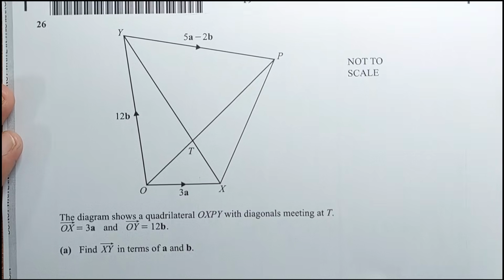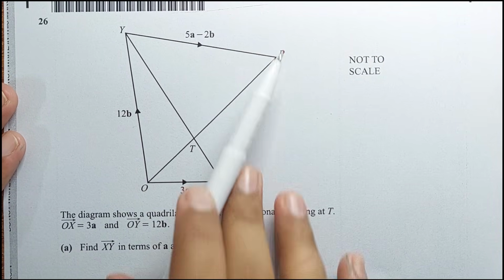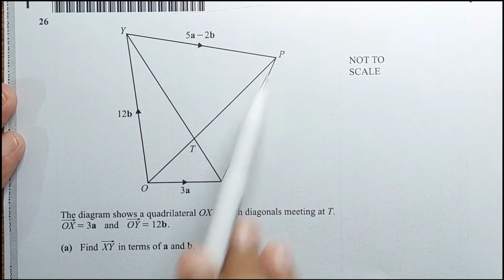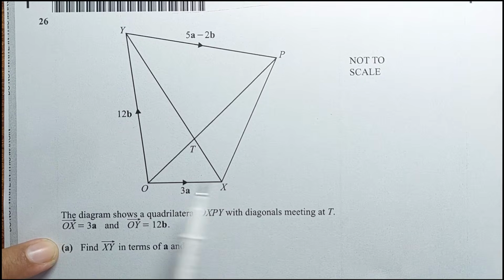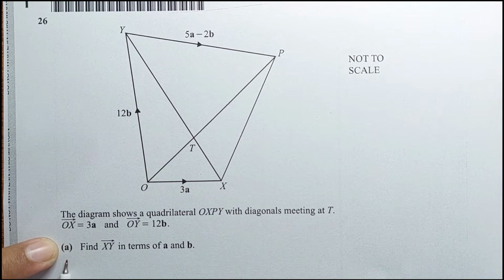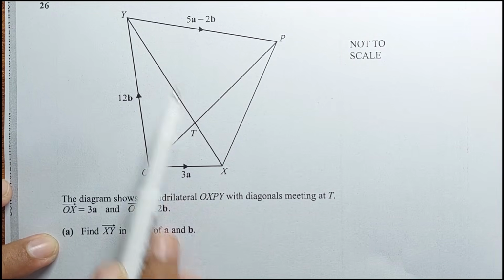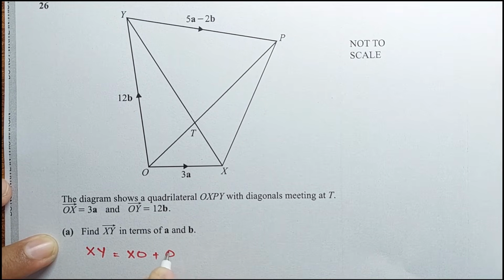Question number 26. The diagram shows a quadrilateral OXPY with the diagonals meeting at T. The diagonals of the quadrilateral meet at point T. OX is 3a, OY is 12b. Find XY in terms of a and b. XY is X to O and then O to Y. From X to O you have to go, and then O to Y.